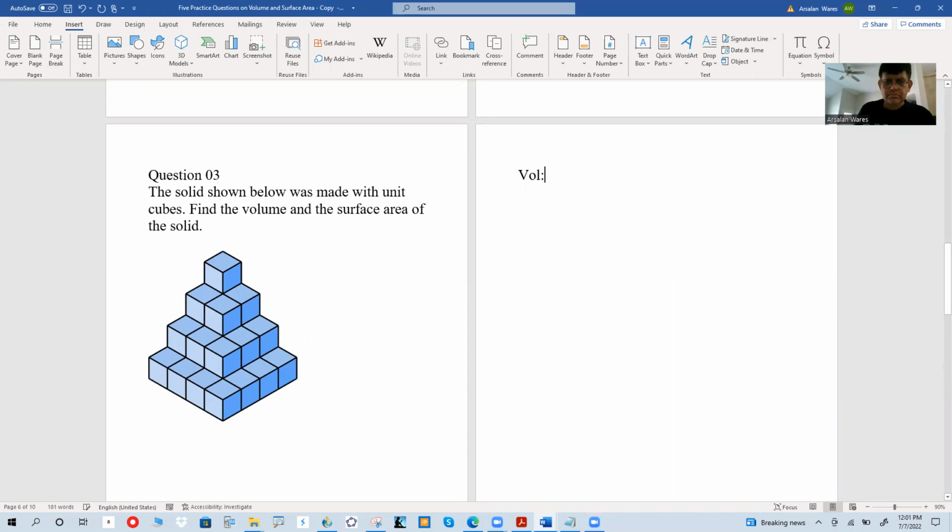Volume and surface area. Okay, now let's leave a little bit of gap. Stop sharing, we're recording. Okay, we're in good shape.